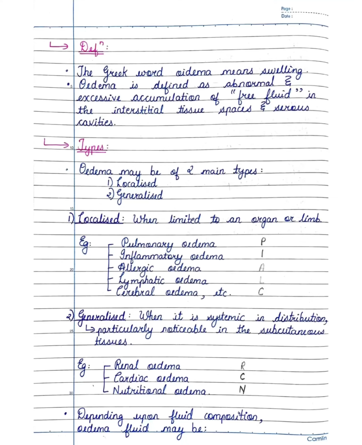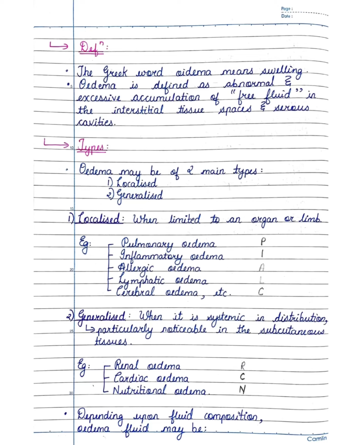Definition. The Greek word edema means swelling. Edema is defined as abnormal and excessive accumulation of free fluid in the interstitial tissue spaces and serous cavities. Types. Edema may be of two main types: localized and generalized.